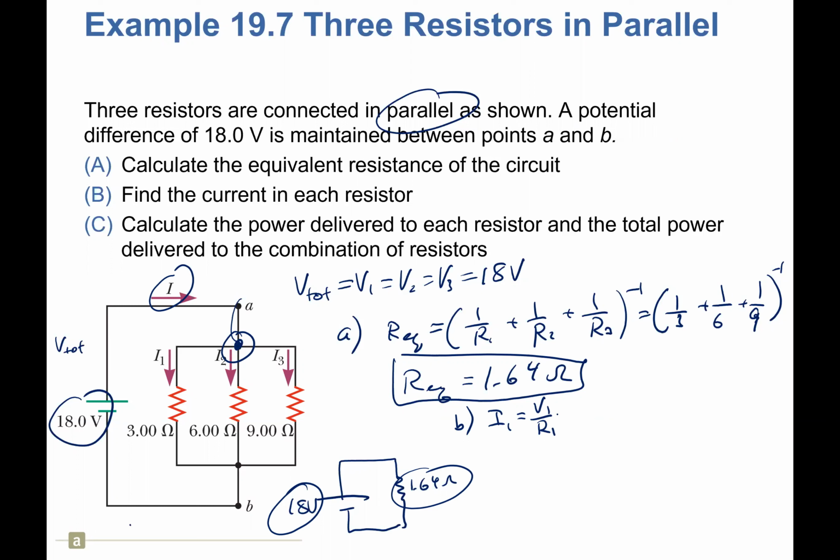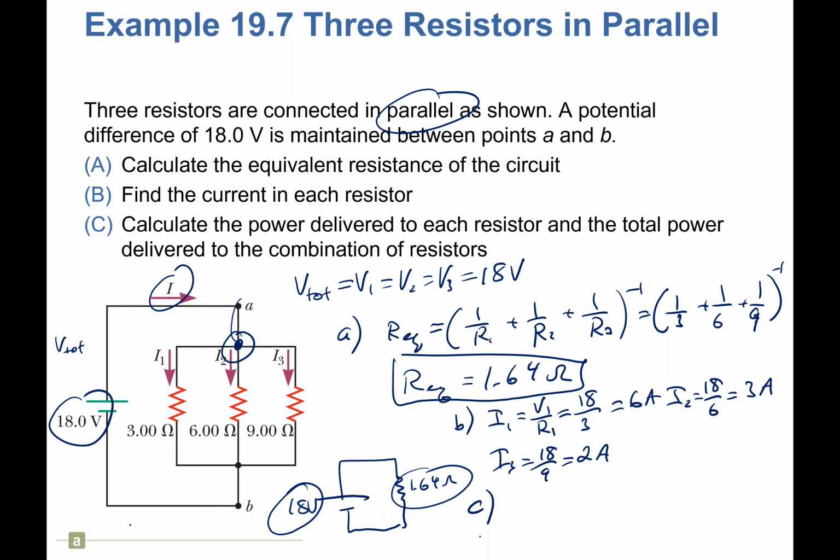I can do that because at this point we're given all of those values, right? It's going to be 18 over 3, which is 6. I2 is going to be 18 over 6, which is 3 amps. And I3 is going to be 18 over 9, which is 2 amps. You can also calculate the total from here: 6 plus 3 plus 2, right? So you're going to get 11 amps total.